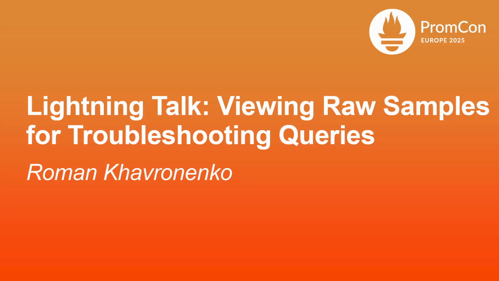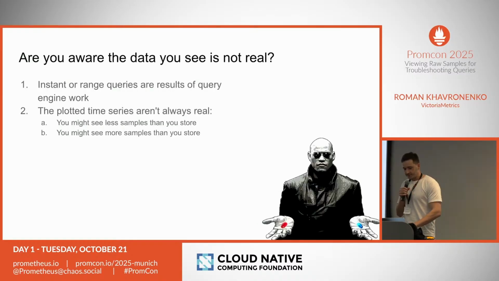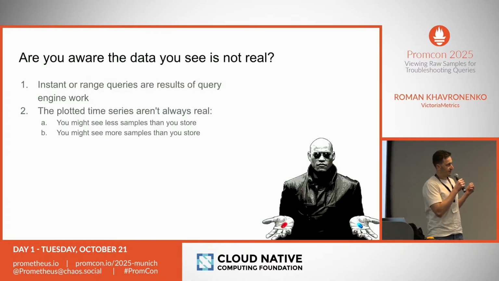My name is Roman, and this talk is about viewing raw samples for troubleshooting queries. I'm working at VictoriaMetrics, and as maintainers of the project, we have a lot of questions about why this query shows this and not that. Did you know that what you see in Prometheus or in VictoriaMetrics isn't actually real when you run the query? You're not seeing exactly what your database is storing.